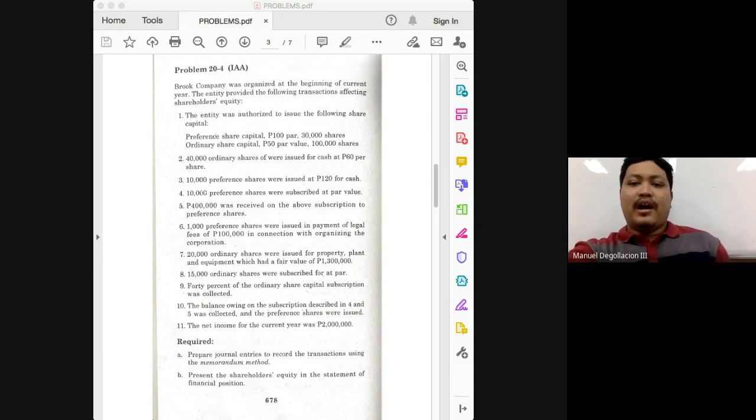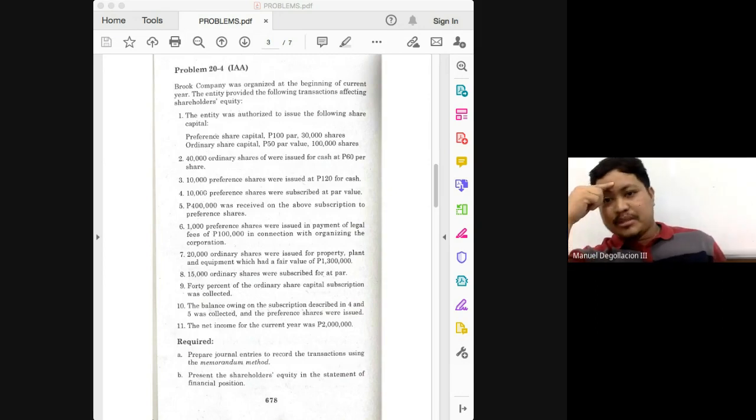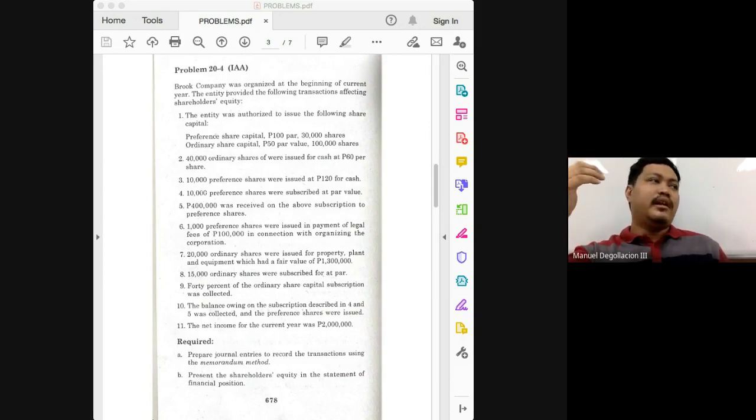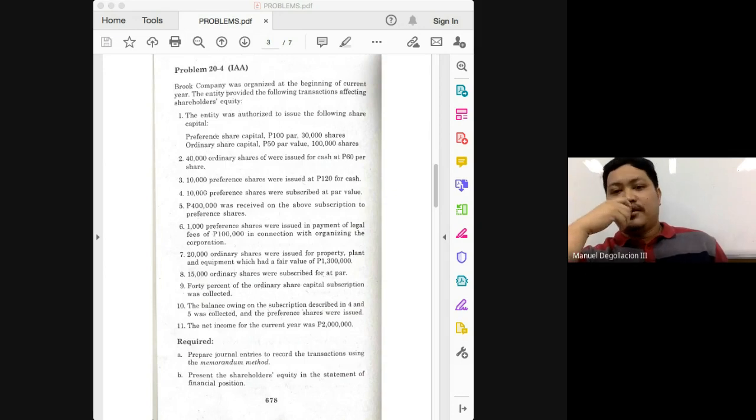Okay. Number 5, 400,000 was received on the above subscriptions of preference shares. So the entry here would be simply, will there be debit to cash here? Yes, because we are receiving payment. So debit cash, 400,000, and credit subscriptions receivable in the amount of 400,000. Nothing tricky here, nothing unique to shareholders' equity. Any form of payment, that would be the entry, debit to cash and credit to the receivable.